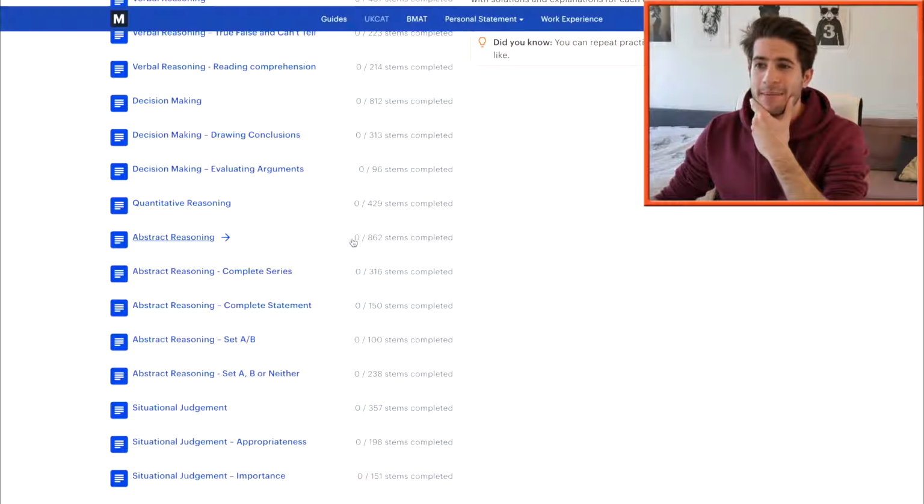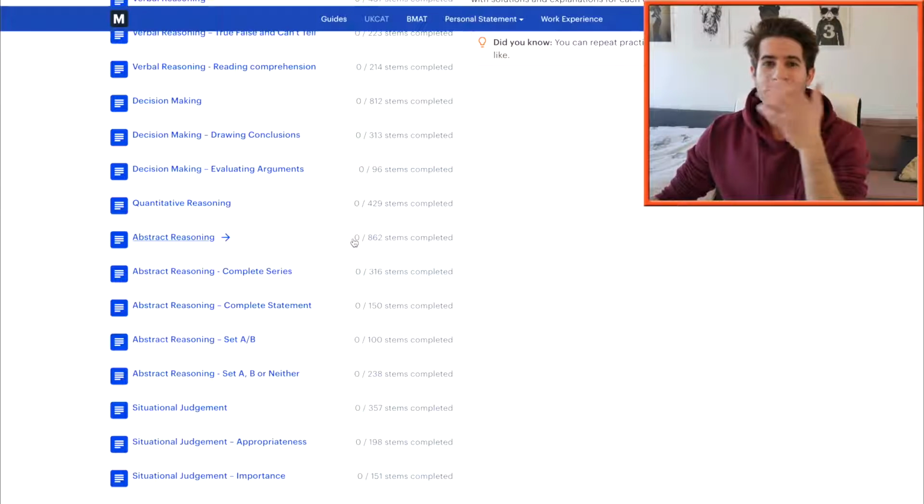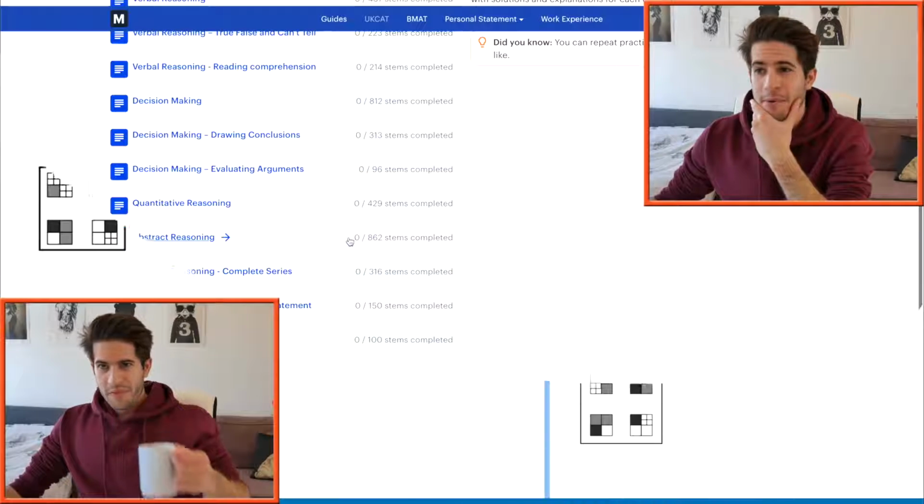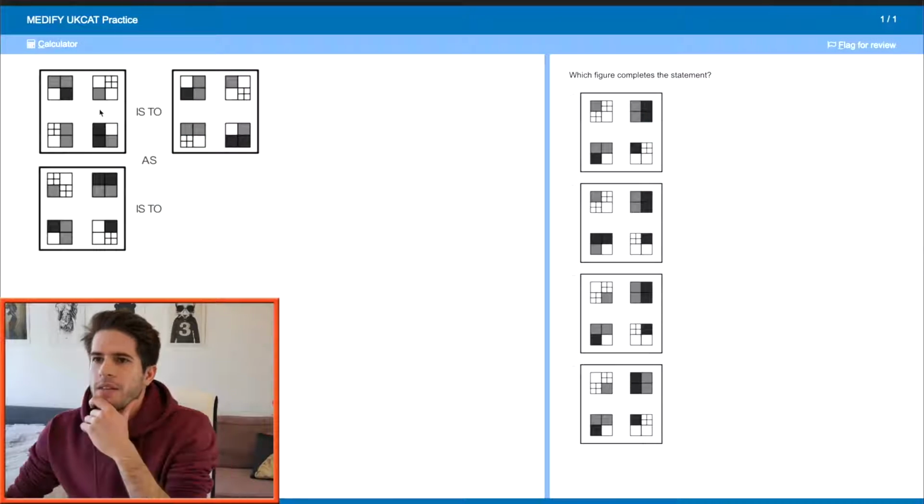As you can see, I haven't attempted any of these questions yet this year, so hopefully it all goes well and I don't embarrass myself on camera. Here we go, first question. This shape is to this shape as this shape is to that shape.